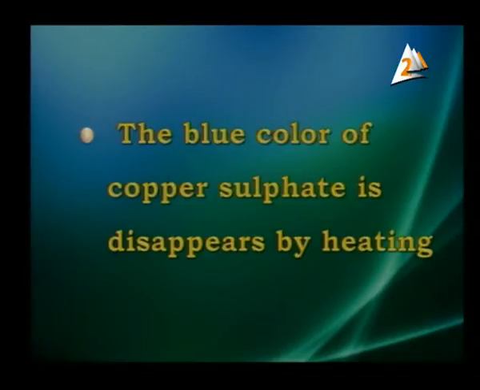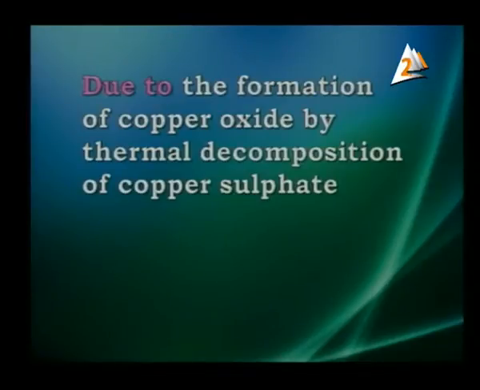Because I need here the blue color of copper sulfate to disappear by heating. Why do we have disappearance here? Because of the formation of copper oxide by thermal decomposition of copper sulfate. Is that a complete answer now? No, I need you to write the equation here.